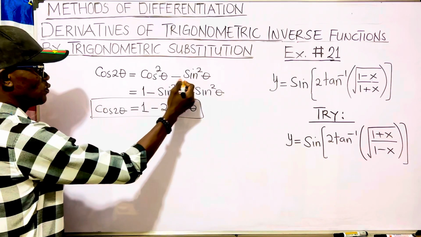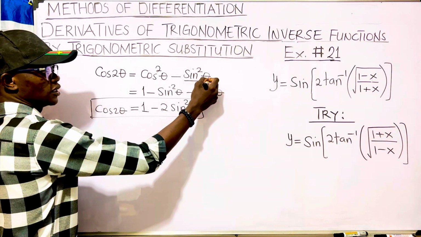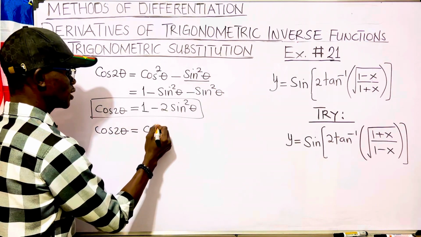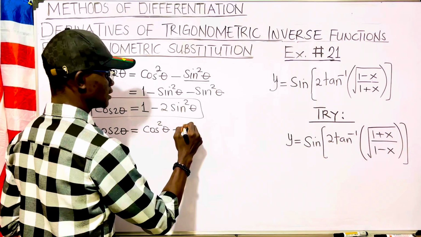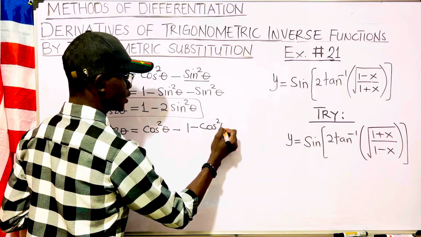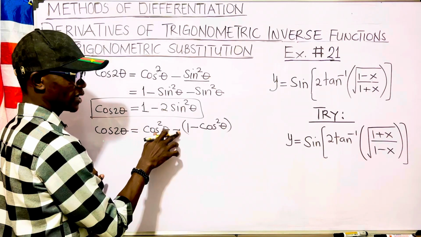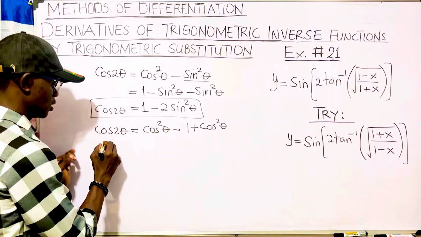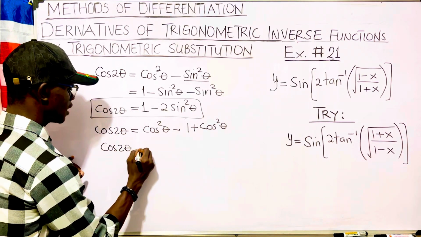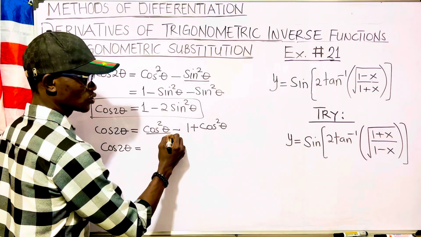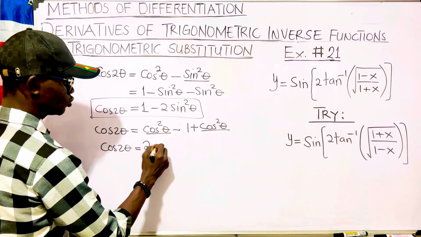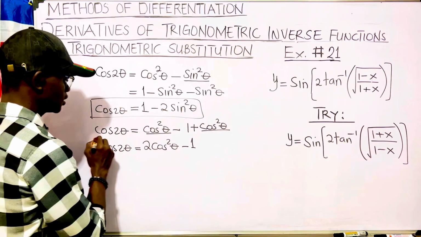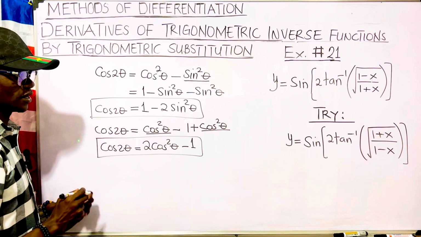Also, if we rewrite the sine in terms of the Pythagorean identity, cos of 2 theta equals cos squared theta minus, now this is 1 minus cos squared theta. So we multiply this negative by every term, you have a negative 1 and a positive cos squared theta. So cos of 2 theta now will give us cos squared theta plus cos squared theta, which is 2 cos squared theta minus 1. So this is another identity that we can derive from there.